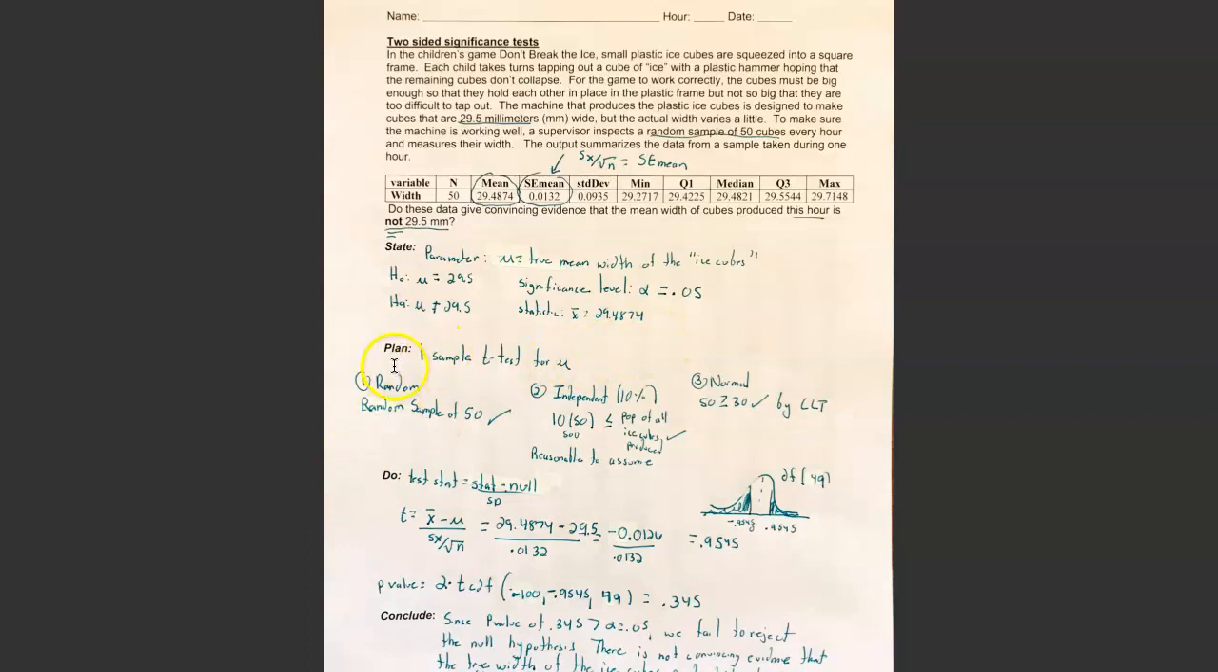So then your plan: what type of test? A one-sample t-test for the mean. You check your random condition, it checks. Your independence is going to check, and it's normal by the CLT. Okay, so for the do step, you need to give the general formula, then give the exact formula and then plug it in. Now here's where you want to be careful. You can use the standard deviation of the sample and divide it by the square root of n, which you see up here, the standard deviation of the sample divided by the square root of 50.